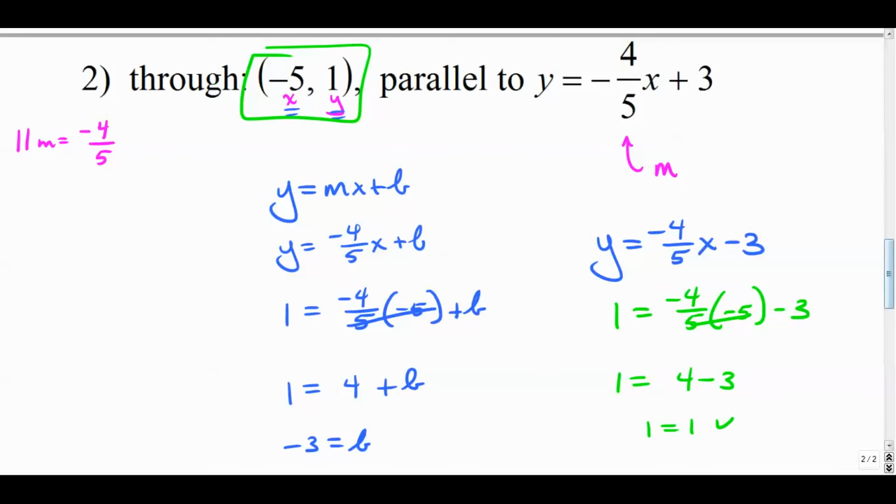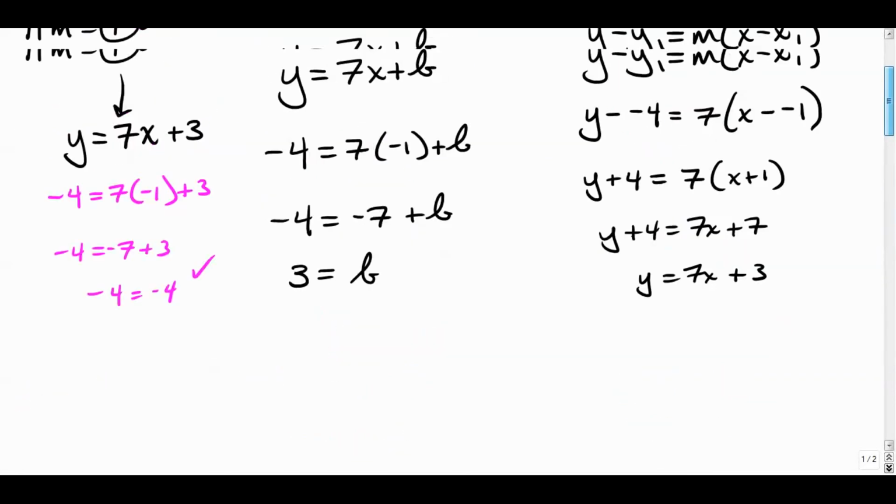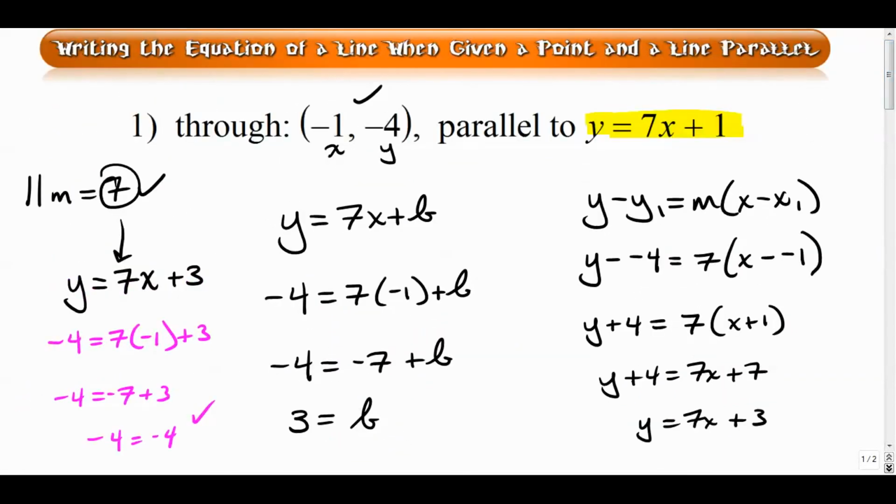So there you go, two quick examples on how to write the equation of a line when given a point and a line that's parallel to it. In the next video, we're going to talk about perpendicular. We'll do the same type of video, just instead of parallel, we'll do perpendicular this time.